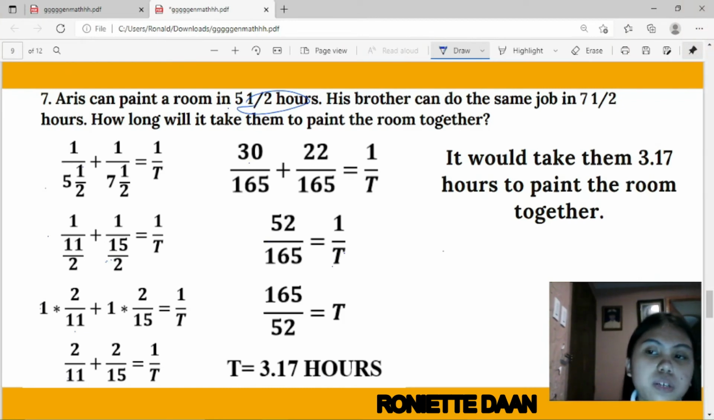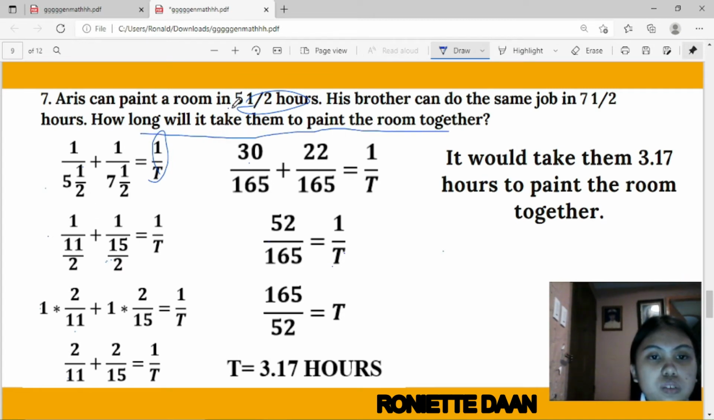Ours can paint the room in 5.5 hours. His brother can do the same job in 7.5 hours. How long will it take them to paint the room together? First, let us plot the equation, and then it would be 1 over 5.5 plus 1 over 7.5 equals 1 over t. Where did we get 1 over t? It would be the total time that they painted the room together.